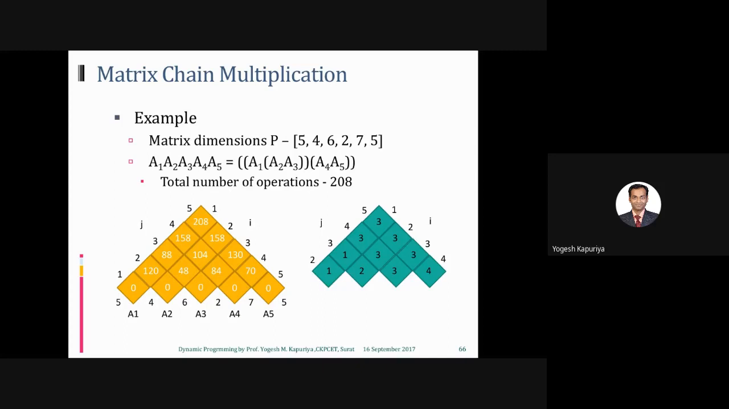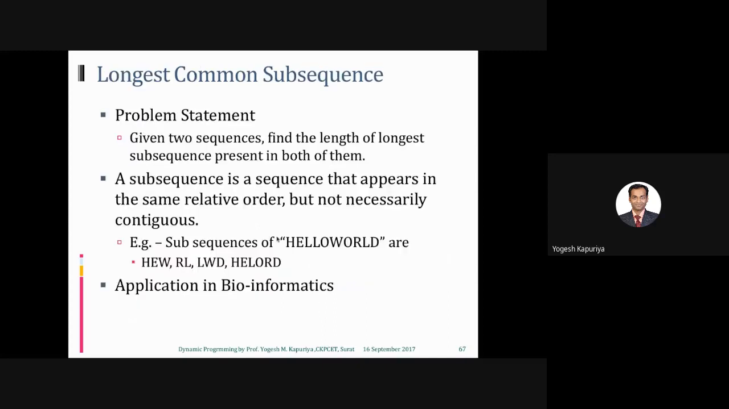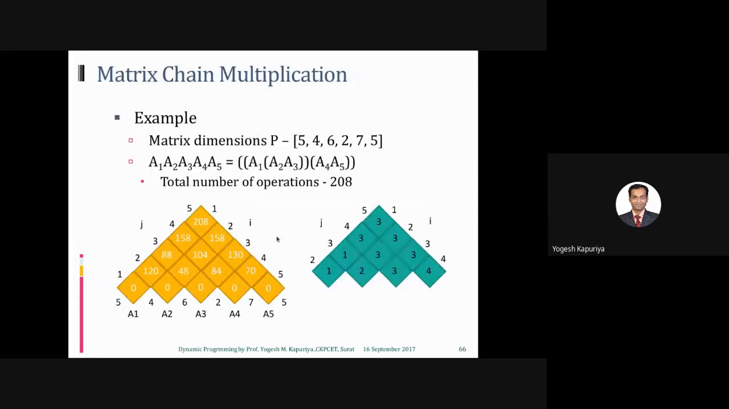I think time is up. We may discuss something more on this. But I hope the actual approach is clear: we have been given these 5 matrices with dimensions, and your objective is to find out this. If it is asked in the exam, this should be your answer. And finally the result, how many multiplications or operations are required, is 208. We'll discuss more on this in the next class.